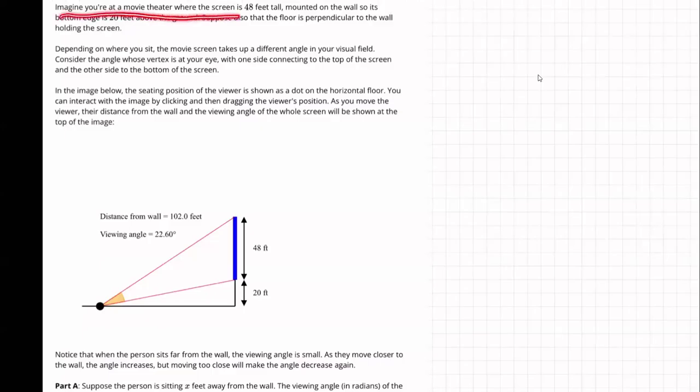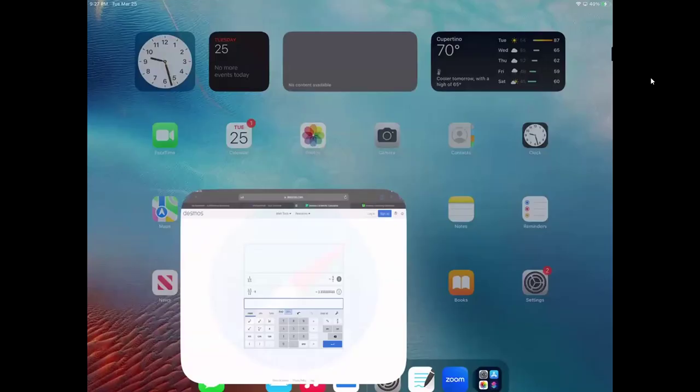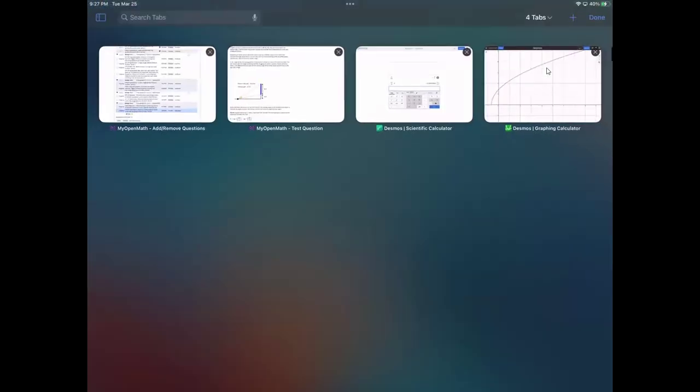Imagine you're at a movie theater where the screen is 48 feet tall, mounted on a wall, so its bottom edge is 20 feet above the ground. Basically, here's the picture: 20 feet above the ground, a 48-foot tall screen. Let me show you the one that's moving, the one in motion. Let me go there. This one.